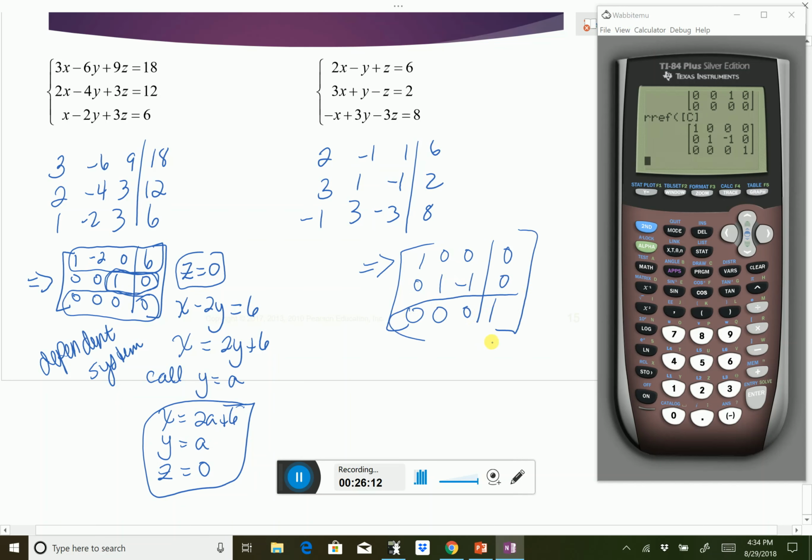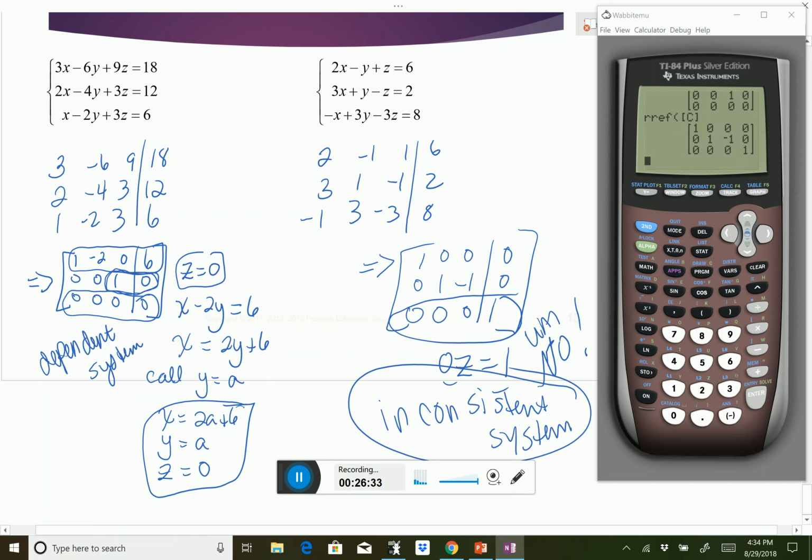Now this thing is trying to tell me that 0 z's equal 1. No. Actually, right, no. Because 0 can't be equal to 1. Therefore, this one is an inconsistent system. And there's nothing more that I can do.